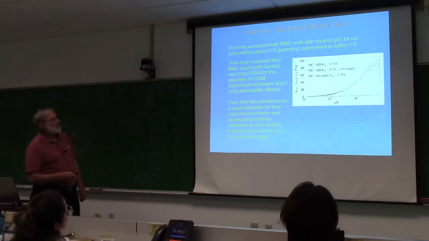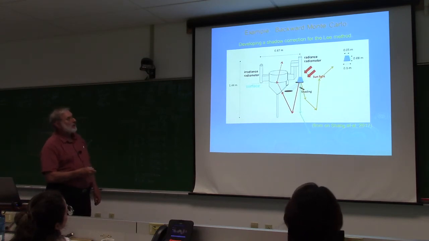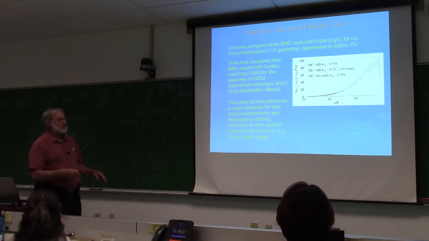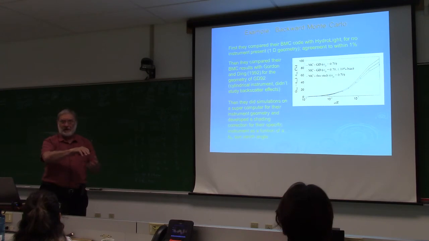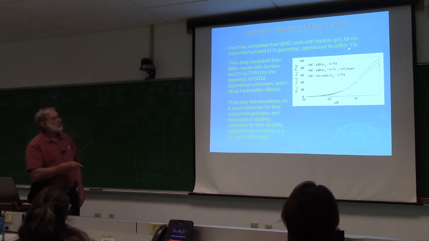Okay, so then what they did when they programmed this thing up, the first thing they did was they compared their code with Hydrolight when there's no instrument present. So they've just got a code that computes radiances in the water. They compute those, compare them with Hydrolight. Okay, it agrees to within 1%.